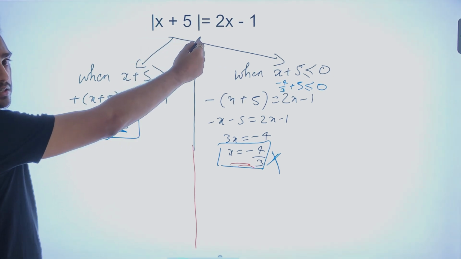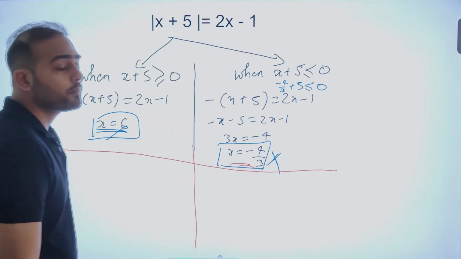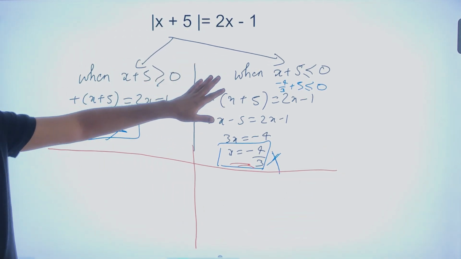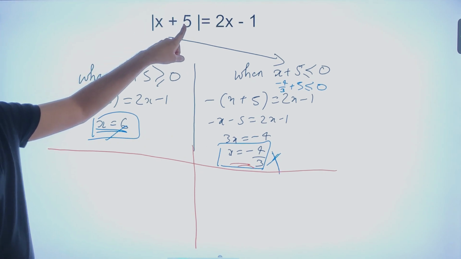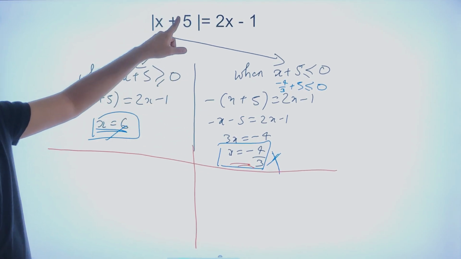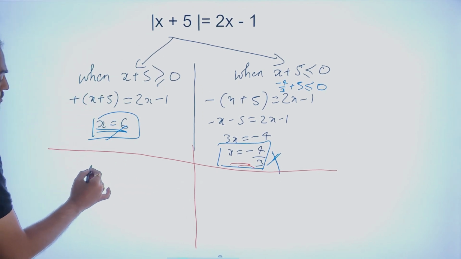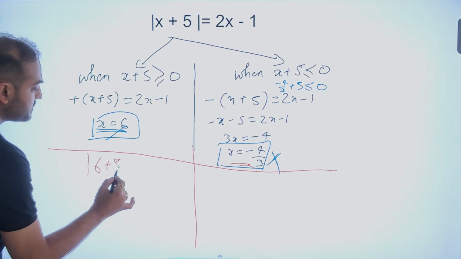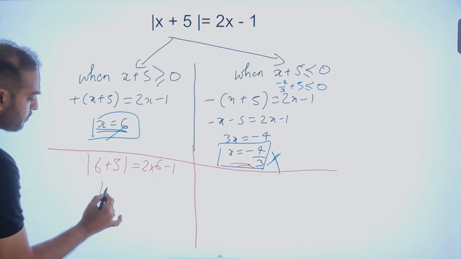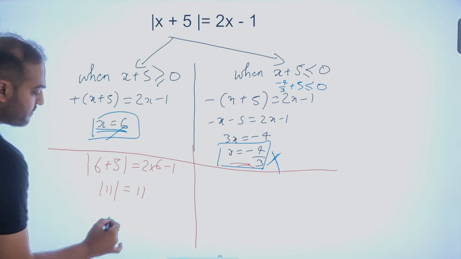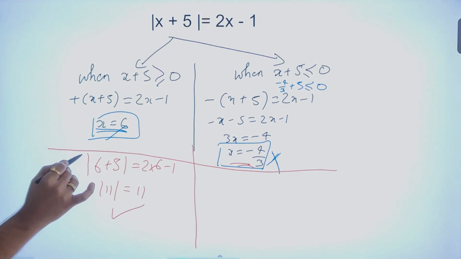If you're not writing the condition, then I will say plug the values back in to verify the answer. Those of you who are not writing the condition, no problem, you got two values, plug it back in the original question and see whether LHS is RHS or not. So 6 plus 5 is equal to 2 into 6 minus 1, modulus 11 is equal to 11, yes. This option verifies.